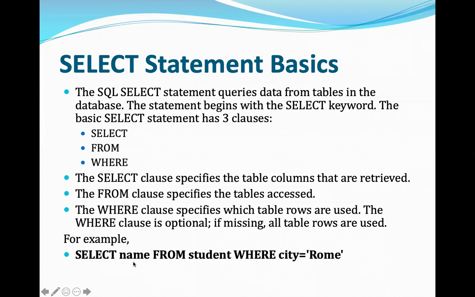An example will be like this: select name from student where city equal to Rome. It means I want the name of the student from the student table where the city of that particular student should be Rome, right? If this type of query occurs, this is the SQL query for it. Here the query is to find the name of the student who belongs to Rome city. For that, the SQL is select name from student where city equal to Rome.